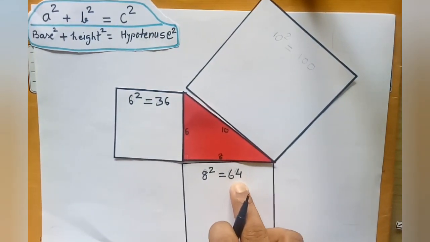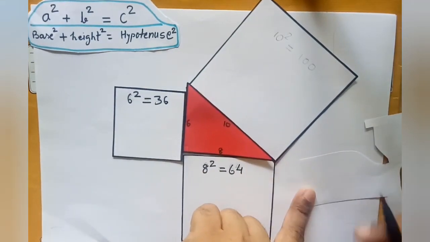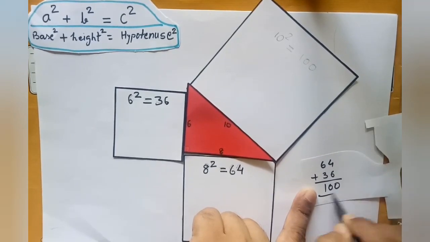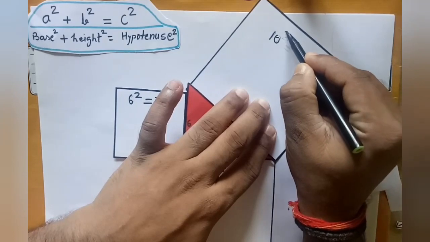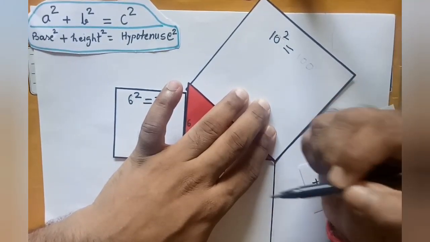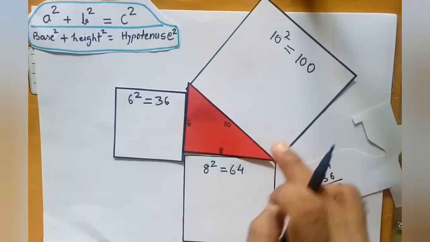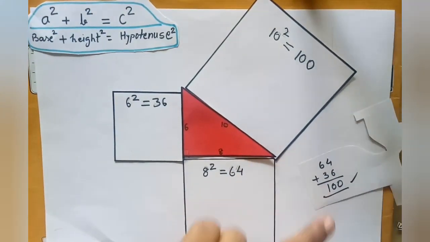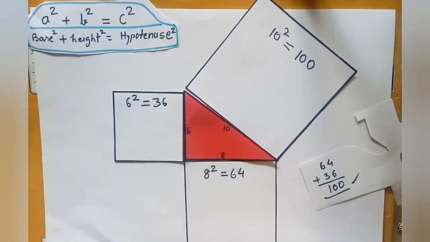I have a small sheet here and I will try to solve on this. I have 64 here, the base square plus the height square, and I am getting 100. Now let's find out: we have 10 here, and if you square 10, what do I get? Of course, 100. So the square of the hypotenuse comes to 100, and I'm getting 100 also, the same. It means this formula of Pythagoras is true.